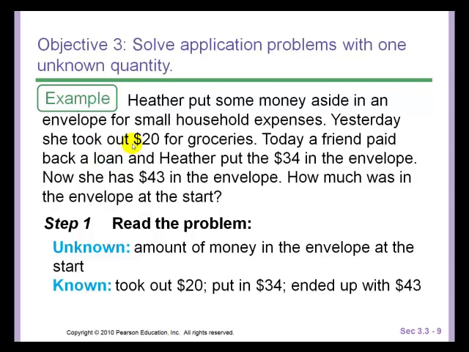So underline took out 20, underline put the 34 in, underline now has 43. Here, how much was in the envelope at the start, that is our unknown. A lot of times it will be restated at the end of the problem.